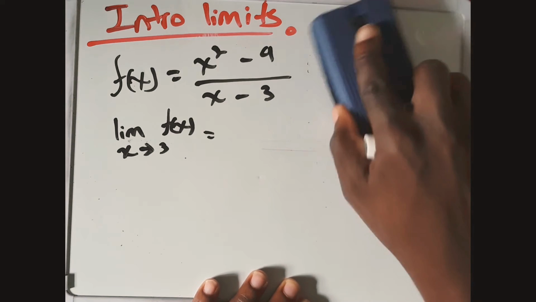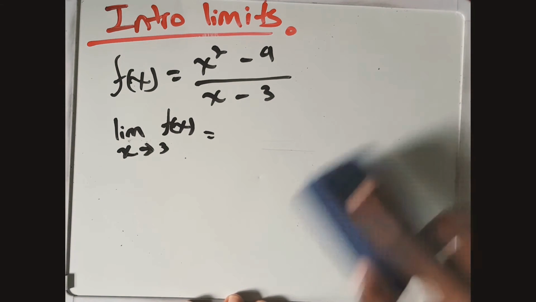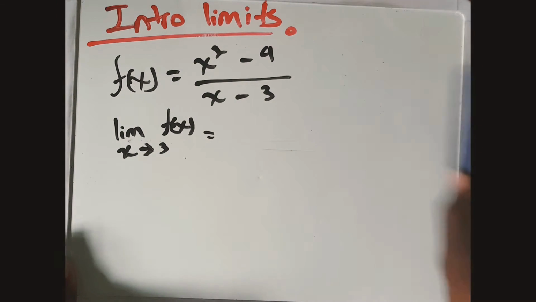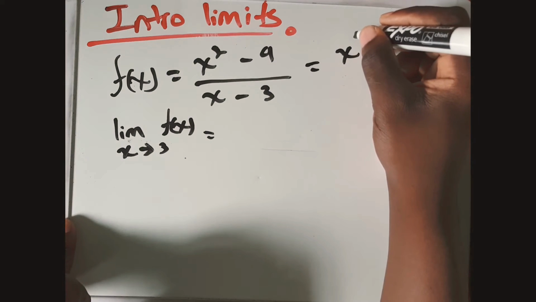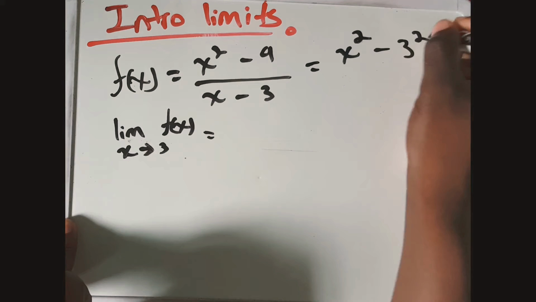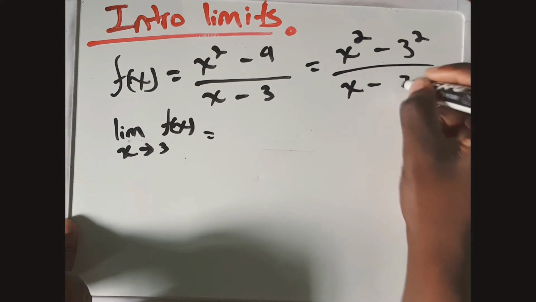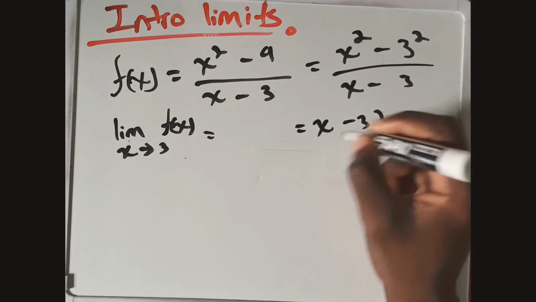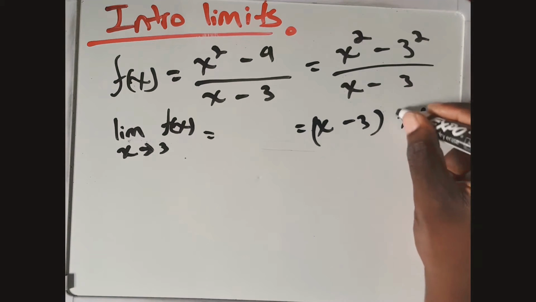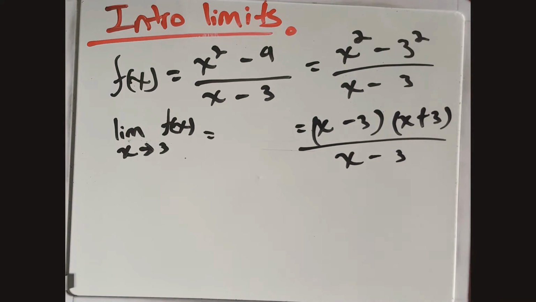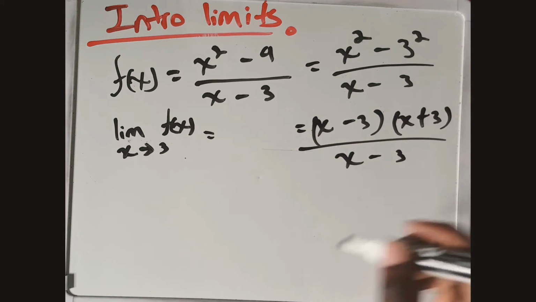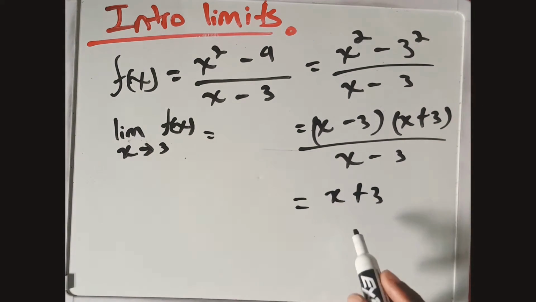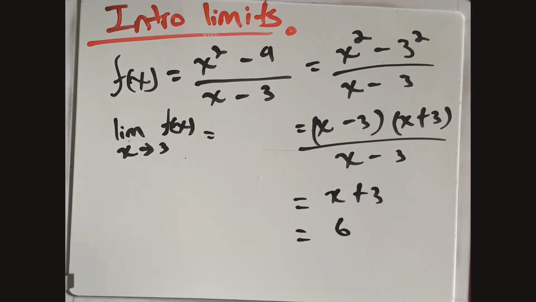Back to this question. As I was saying, when you're working with limits, sometimes you need to manipulate. In this case, we will factorize. I can write this as x squared minus 3 squared over x minus 3. And again, I can rewrite the numerator as x minus 3 times x plus 3, over x minus 3. And I can cancel these, so I'm left with x plus 3. Now if I substitute 3 for x, I'd have 6.